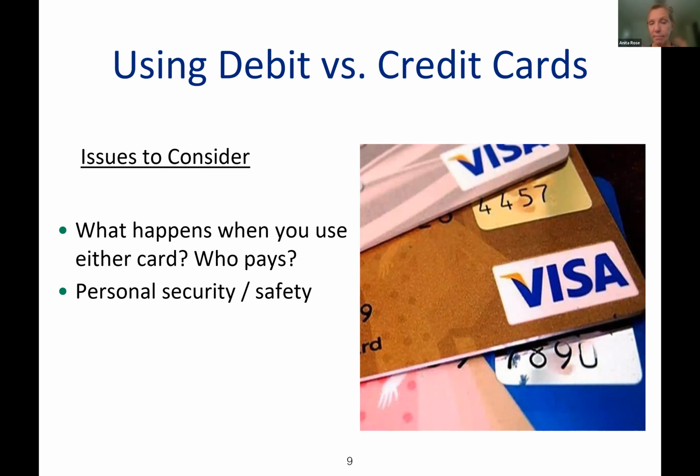So here's some things to consider, right? I mentioned the difference between a debit card and a credit card, so who pays in a certain situation. Sometimes you can get money refunded if a debit card is stolen and money is taken out, but sometimes you cannot. So you have to be very careful with that.